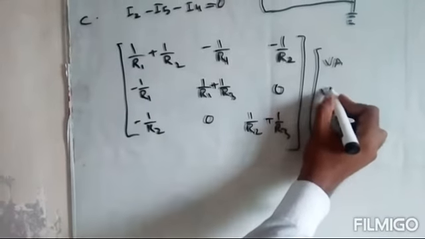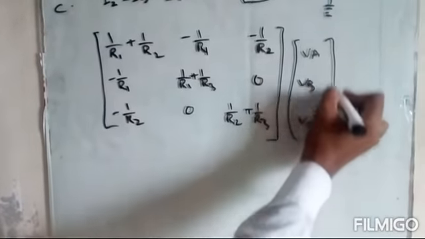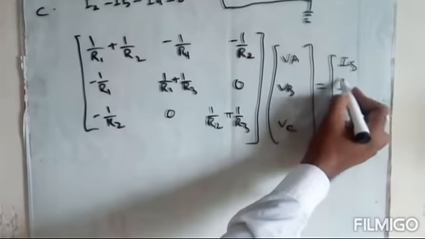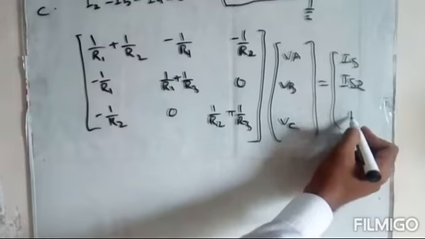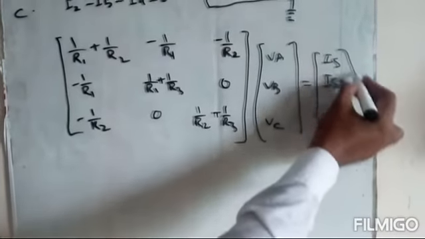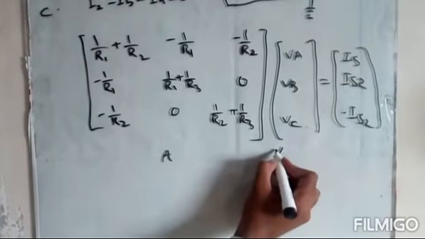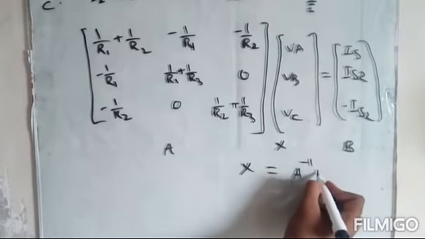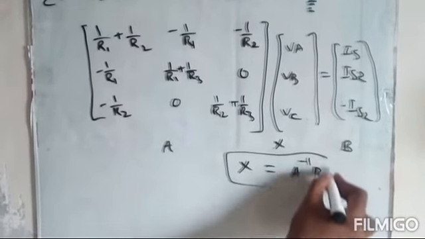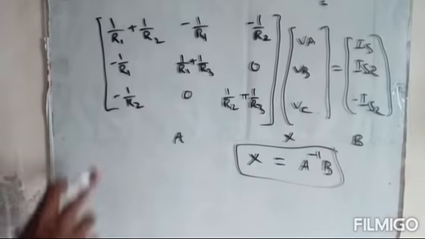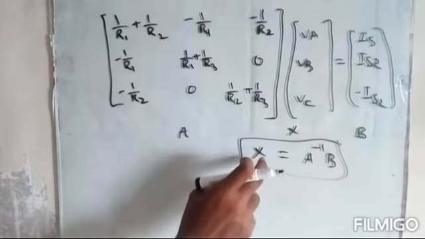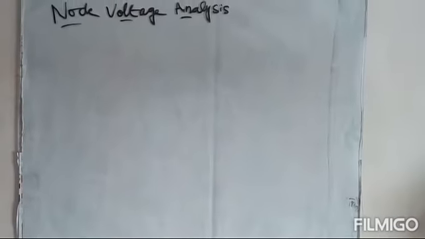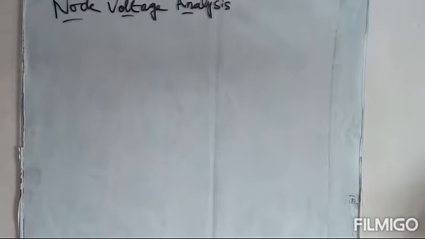VA, VB and VC, and this matrix is equal to IS, IS2 and minus IS2. This is matrix A, this is matrix X, this is B. We want to find X, so X is equal to A inverse B. If we find the inverse of this matrix, put it here and we will find the value of node voltages VA, VB and VC.